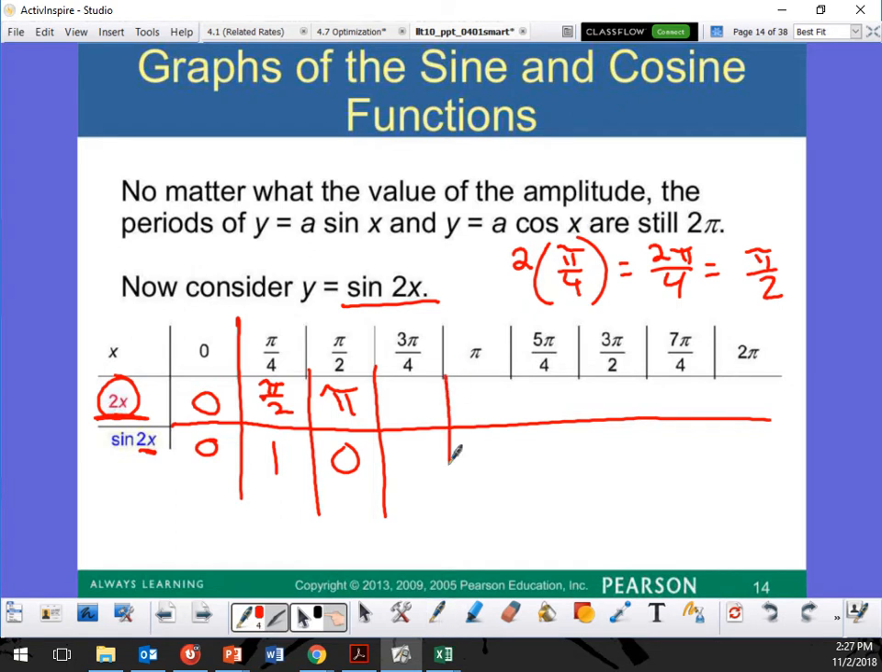All right, let's see. So 3 pi over 4, times 2. 3 pi over 4 times 2 is 6 over 4, right? So it's 3 pi over 2. Now, magic finger. Put the magic finger on 3 pi over 2. Okay, so what is the sine there? Negative 1.